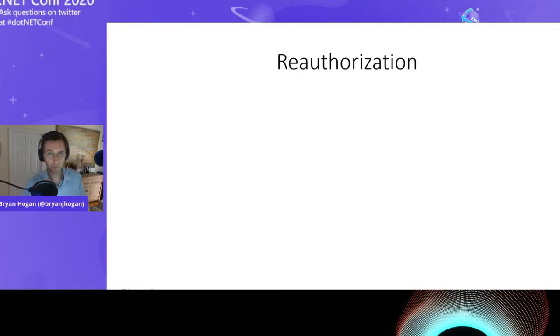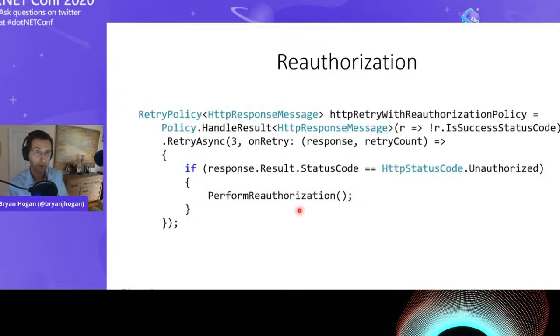I mentioned reauthorization because it's a more interesting case. There's not much use in retrying the exact same request if you're getting an unauthorized error. Instead, what you do is you use the onRetry delegate as part of the policy. So the policy at a high level says if it's not a success code, you should retry. And then specifically within the retry, prior to executing the retry, this block is hit. And if the status code is unauthorized, you perform some custom reauthorization logic. That might be going out and getting a new JWT or a new cookie or whatever it happens to be.